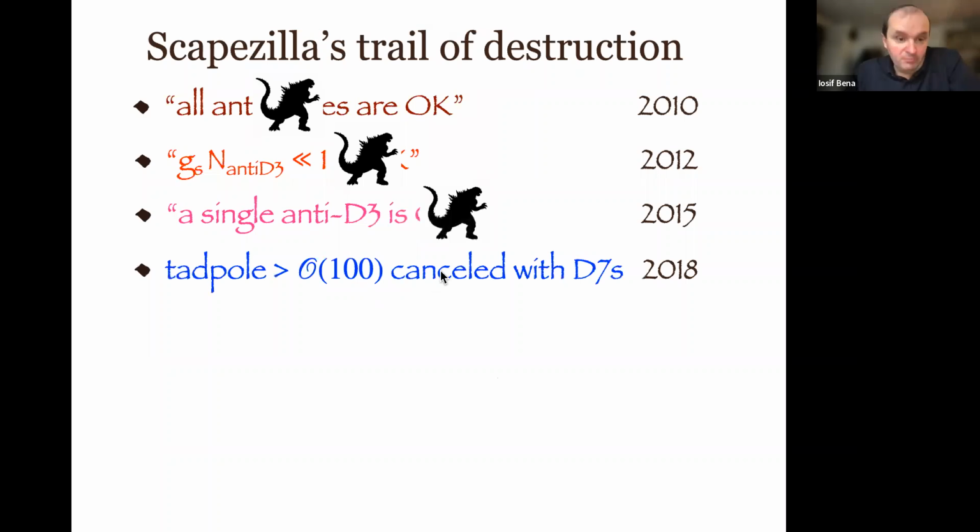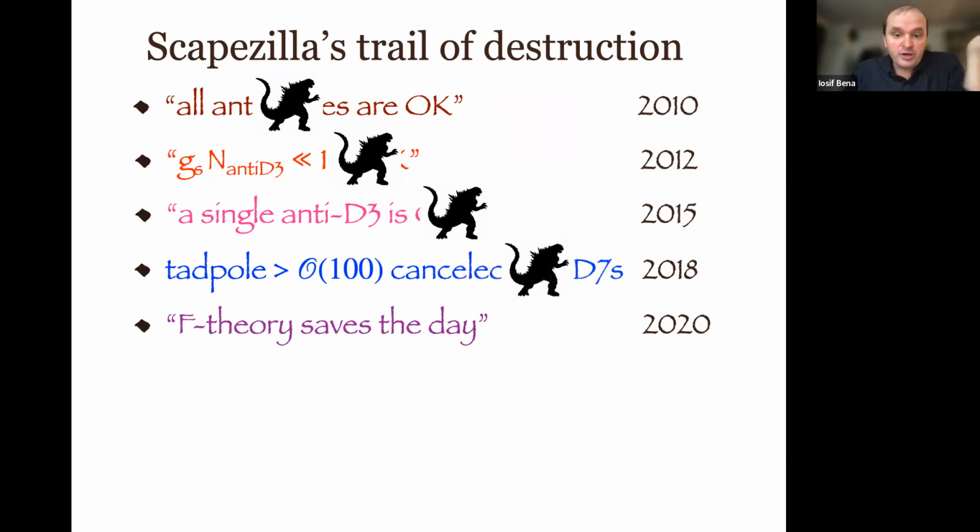Then there'll be a tadpole. Again, the only way it's okay is if there's a tadpole of order 100, no problem. It will be cancelled by the seven-branes. We showed that it doesn't work. F3 saved the day. It doesn't work.